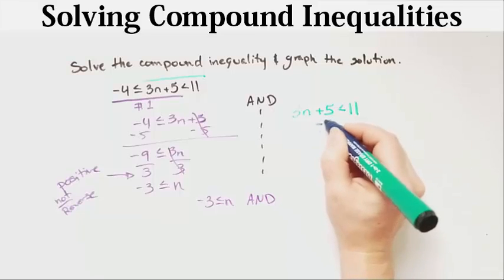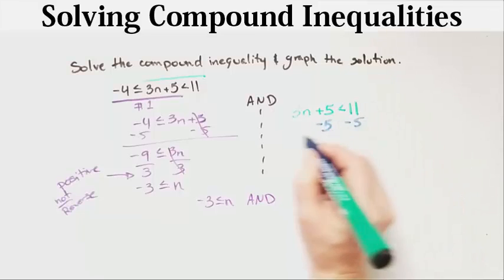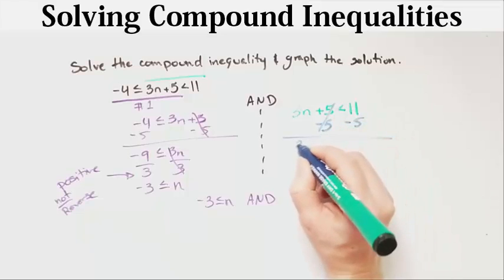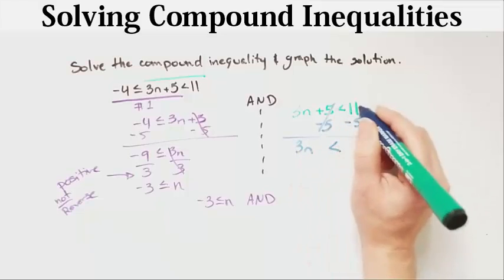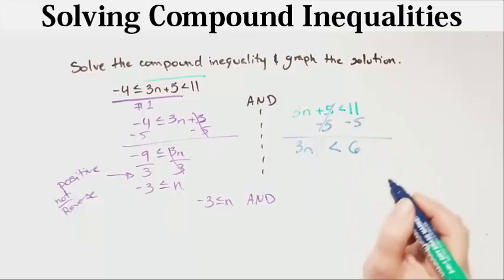Order of operations backwards meant I paired this positive 5 up with a -5, so I have 3n is less than 11 minus 5, which is 6.